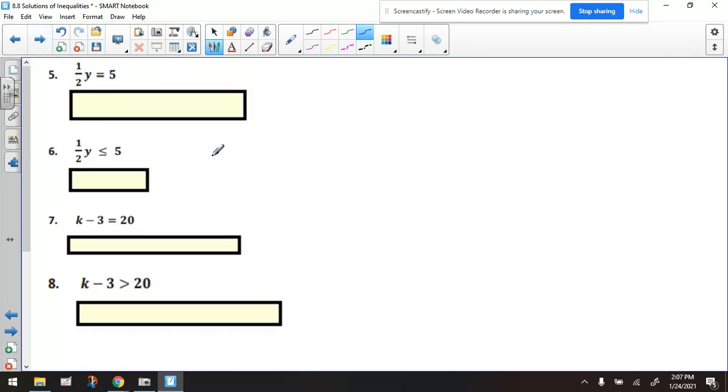All right, let's take a look at ones that have a fraction in it, such as number 5. Let's rewrite that. So we have one half y equals 5.